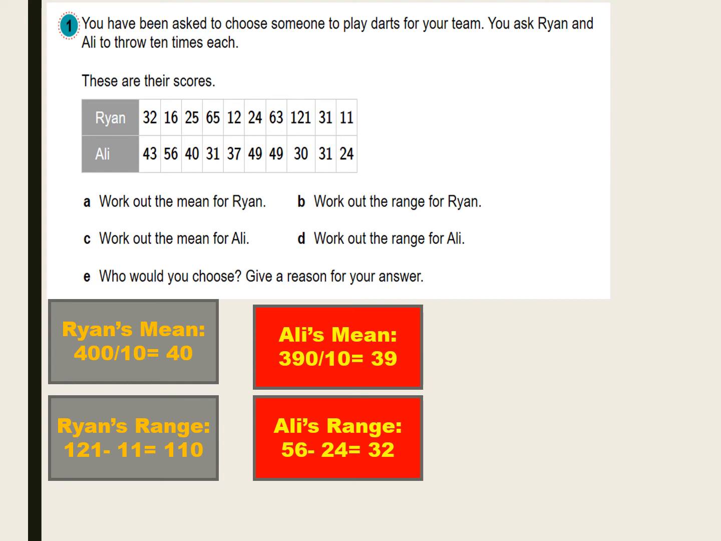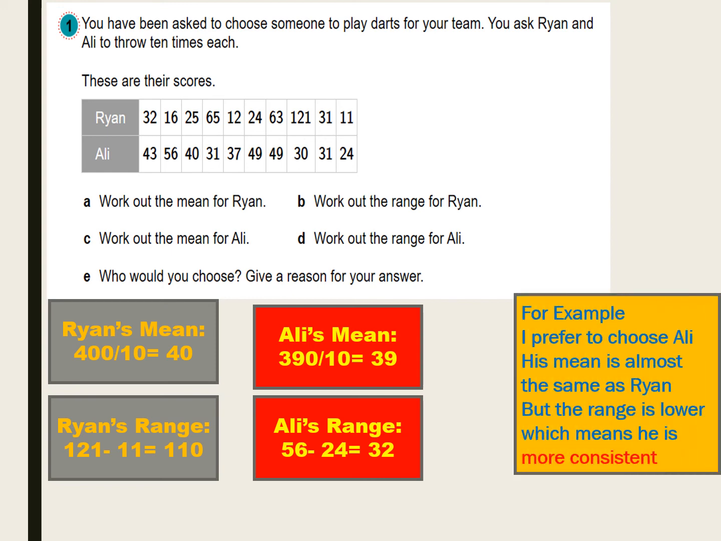Now, which one are you going to choose? Who would you choose? Give a reason for this. According to me, I would like to choose Ali because the mean for both of them is almost the same. But when you look at the range, you will find that Ali's range is 32 while Ryan's range is 110. So it's better to take the more consistent one, which is the lower range.